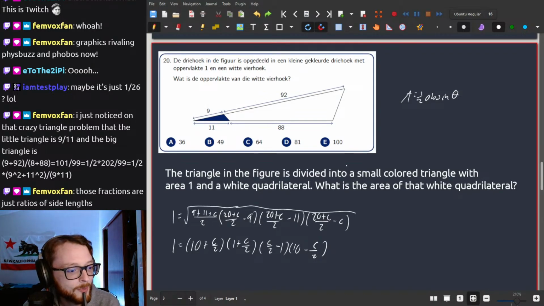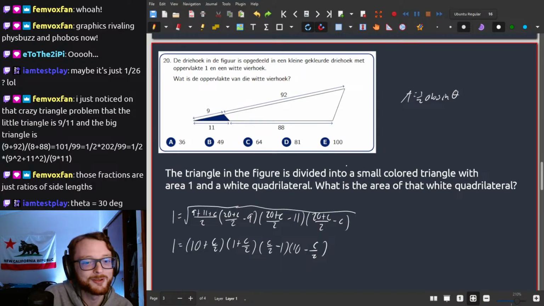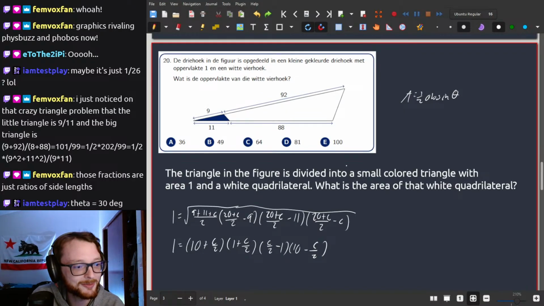I just noticed on the crazy triangle problem, the little triangle is 9/11, and the big triangle is 9 plus 92, or 8 plus 88, 101/99. What the hell? How do you notice that? It's a conspiracy. There's probably a reason why it looks like that. I couldn't tell you what, but it feels like that's not a coincidence with the construction of the problem, that there should be a relationship like that.